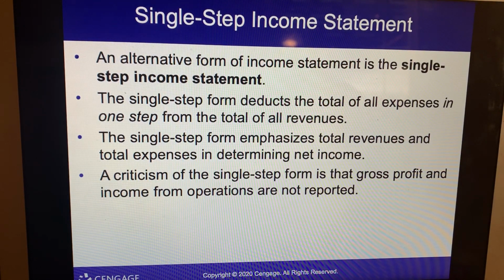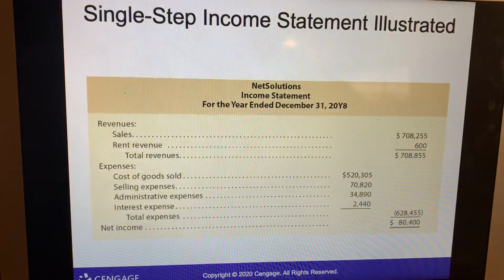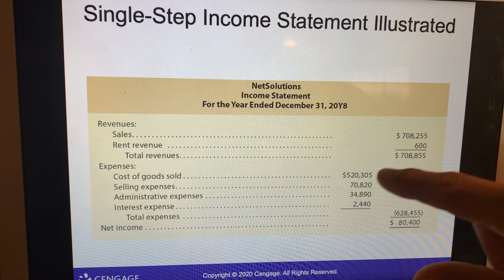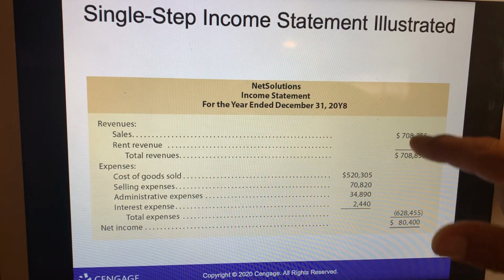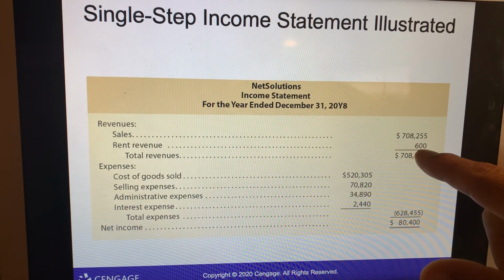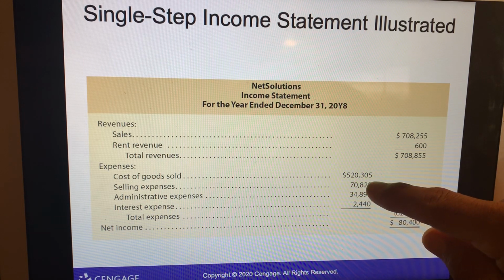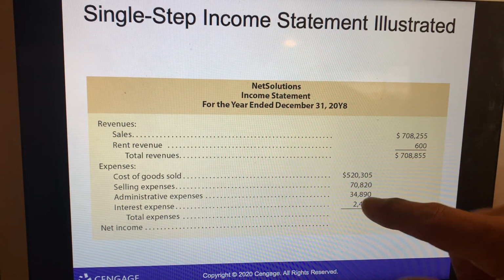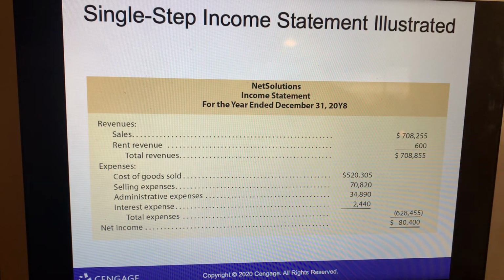Okay, single step income statement. So that's basically just one step. Notice all it did was all the expenses, and then here's your revenues: sales revenue, rent revenue, COGS, selling expense, administrative, interest expense. They're all put on one line or one section.